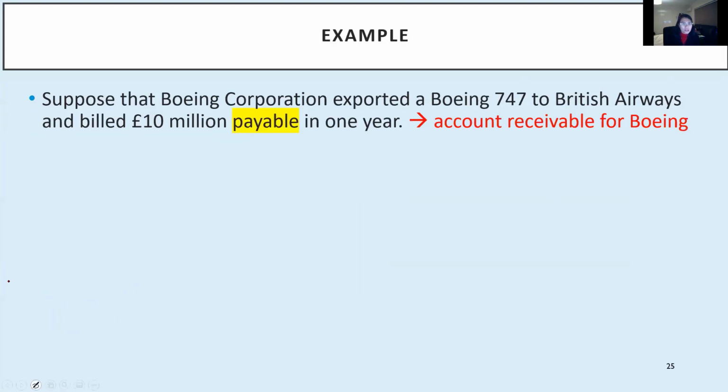Okay, so let's look at an example. So in this case, we've got the same exact company as before, and we have the same exact account receivable as before, okay? So we've got Boeing selling an aircraft to British Airways, and they are going to charge £10 million for that aircraft, okay? This is going to be payable in 1 year's time. And for Boeing as the exporter, this is an account receivable for them, okay?